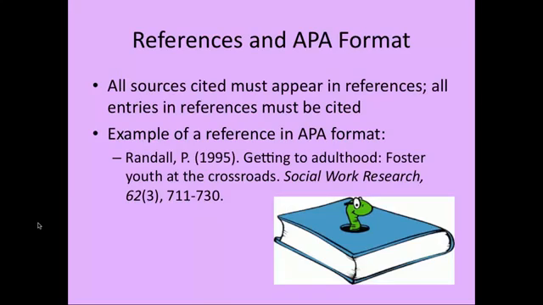And then is the volume number of the journal, also in italics, 62. And then in parentheses, the issue number, if there is one, in this case 3, which is not in italics. So the name of the journal is in all caps, Social Work Research, and in italics, and then the volume number. Then the issue number is not in italics, and it's in those parentheses, and then there's a comma, and then there is the page numbers of where the article falls in the journal. So in this case, pages 711 through 730, and then it ends with a period.